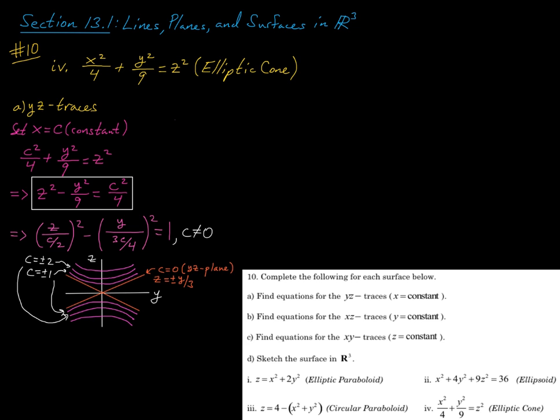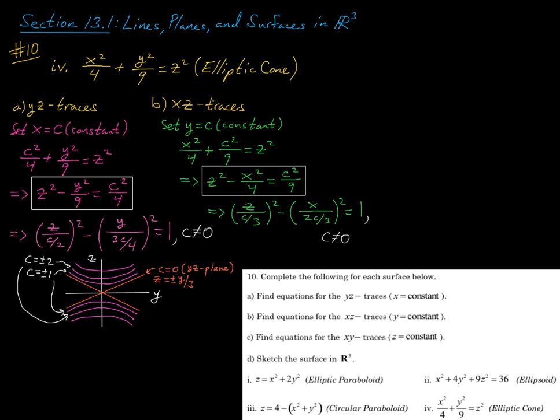All right, great. So now let's move on and look at the xz traces. We set y equal to a constant, and we get x squared over 4 plus c squared over 9 is equal to z squared. So subtract x squared over 4 from both sides and rearrange. We get z squared minus x squared over 4 is equal to c squared over 9. And again, if c is non-zero, I can divide both sides of this equation by c squared over 9, and I get this here, which I recognize as the equation of a hyperbola.